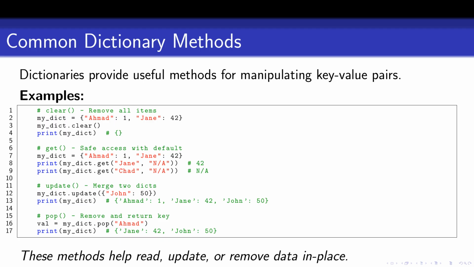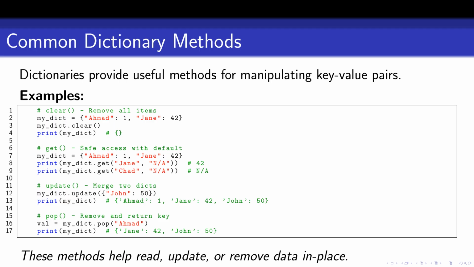Python dictionaries also include a variety of built-in methods for managing their contents. For example, clear removes all key-value pairs, essentially resetting the dictionary. The get method allows you to safely access a value without risking a key error, and you can even provide a default value to return if the key doesn't exist.